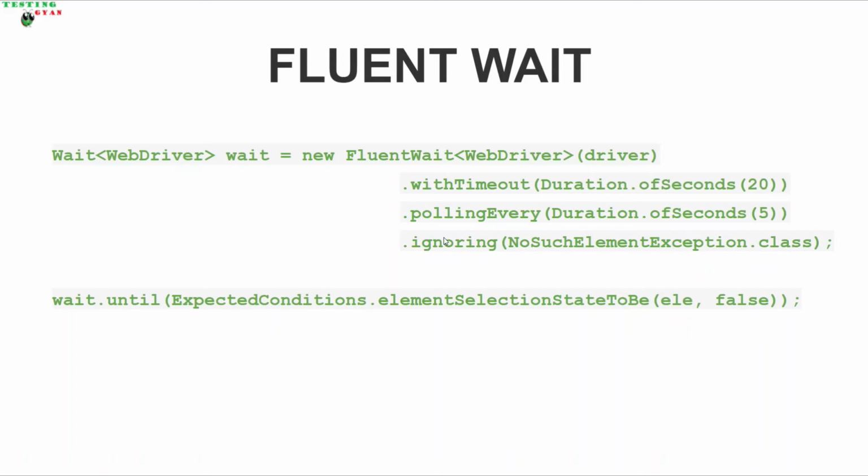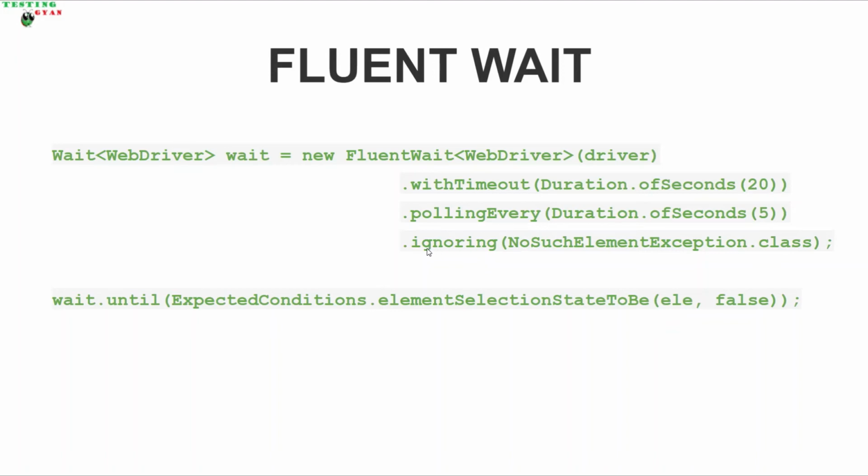Okay, and then I'm also saying polling every. What this polling every means is that, for example, it started waiting for the element, then it will wait first for 5 seconds. Then it will again verify its visibility. If it is visible, it will move forward, that is it will not wait anymore. But if it is not there, then it will again wait, and it will keep on doing that until this 20 seconds are completed. So this is what polling every is.